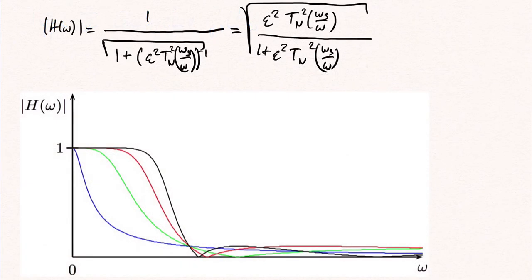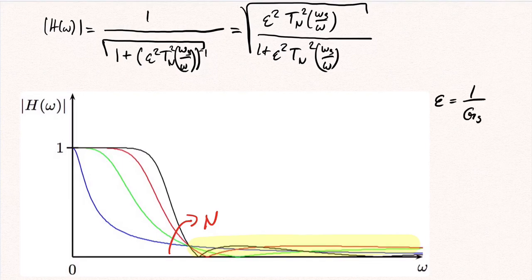Again, the blue curve shows the filter of first order, green is the second order, red shows the third order, and black shows the fourth order filter. Again, when increasing n, the width of the transition band is reduced. However, when increasing n, the amount of ripples in the stop band is also increased. Since the ripples of the type 2 Chebyshev filter can be found in the stop band, the ripple control factor epsilon is given by 1 divided by the square root of Gs.